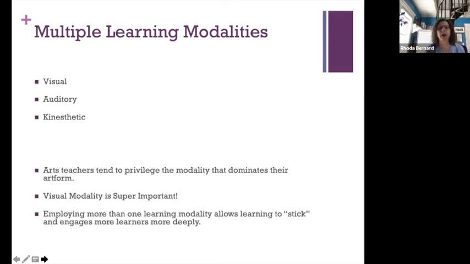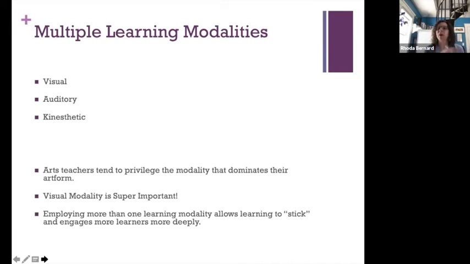And I think that's because arts teachers are usually artists, and that dominant modality is the way that they're used to communicating. It's the dominant modality of their work. So it becomes the dominant modality of their teaching. And that's something to understand and be aware of and to counteract by finding opportunities to take advantage of the other modalities. And I would argue that the visual modality in teaching is the most important modality. And I will tell you why.